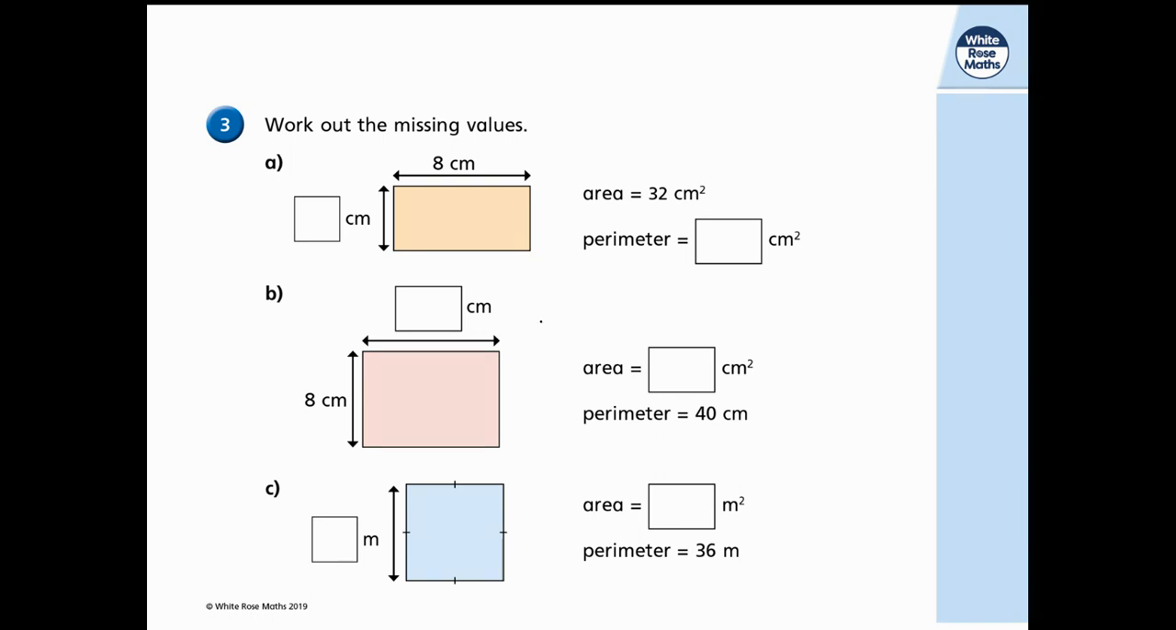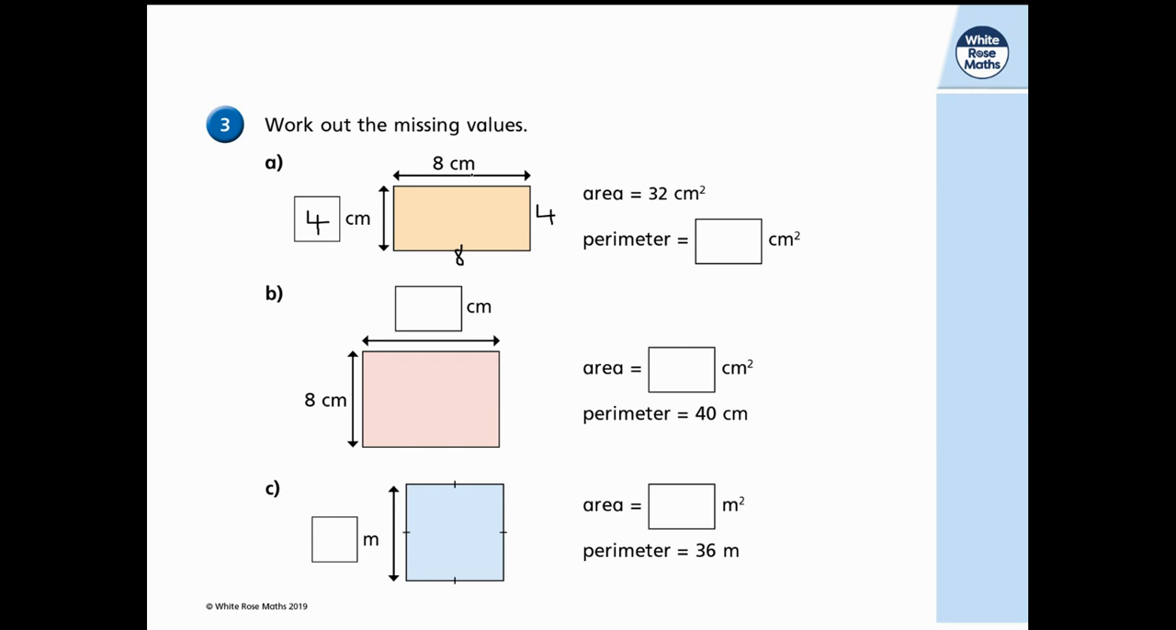Okay, so hopefully you've had a go. So the first one here, the area is 32 centimetres. So if I've got 8 here, what do I times by 8 to make 32? The answer, hopefully you're saying to your screen, is 4. So if that's 4, that'll be 4. And if that's 8, that will be 8.